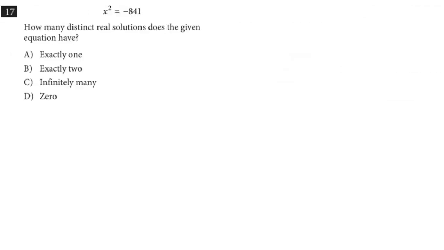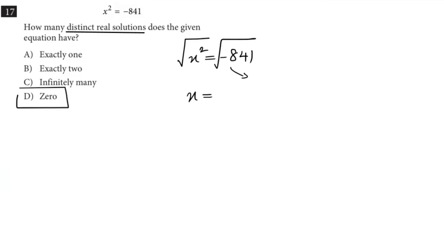Question 17. Look at this quadratic equation, x squared equals negative 841. How many distinct real solutions does the given equation have? So there are some options: A exactly 1, B exactly 2, C infinitely many, D 0. One way of approaching this is that you just square root both sides, and you will notice that once you put a negative value inside a square root, you will get a math error. So there is no solution. So D is the correct answer.